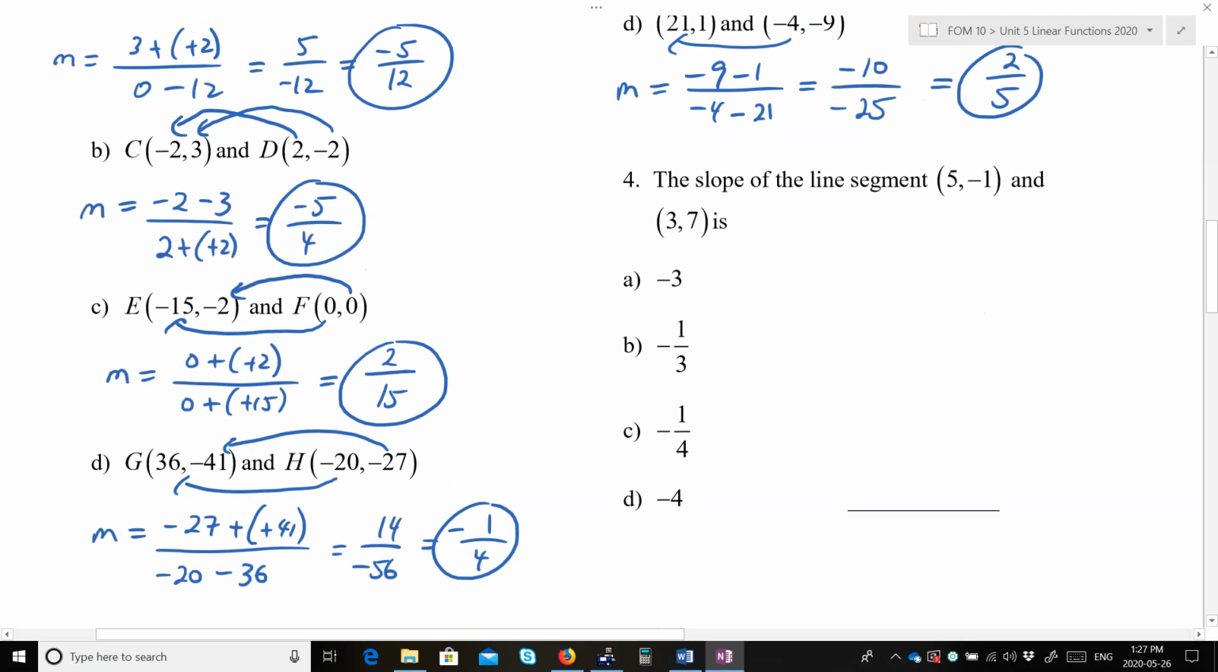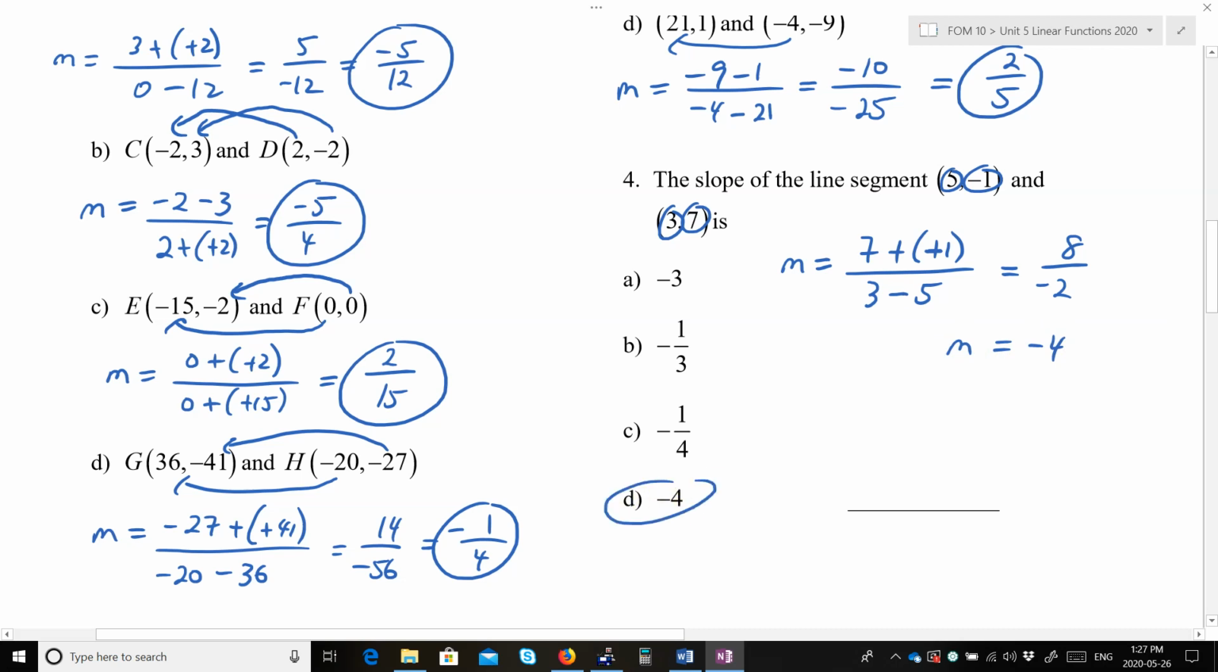Number 4 says the slope of the line segment 5, negative 1, and 3, 7 is what? Okay, so slope is equal to y2 minus y1 over x2 minus x1. You always have to go from the same point for both coordinates. Add opposites. We've got 8 on top. We have negative 2 on the bottom. That gives us a slope of negative 4. So the answer is D.